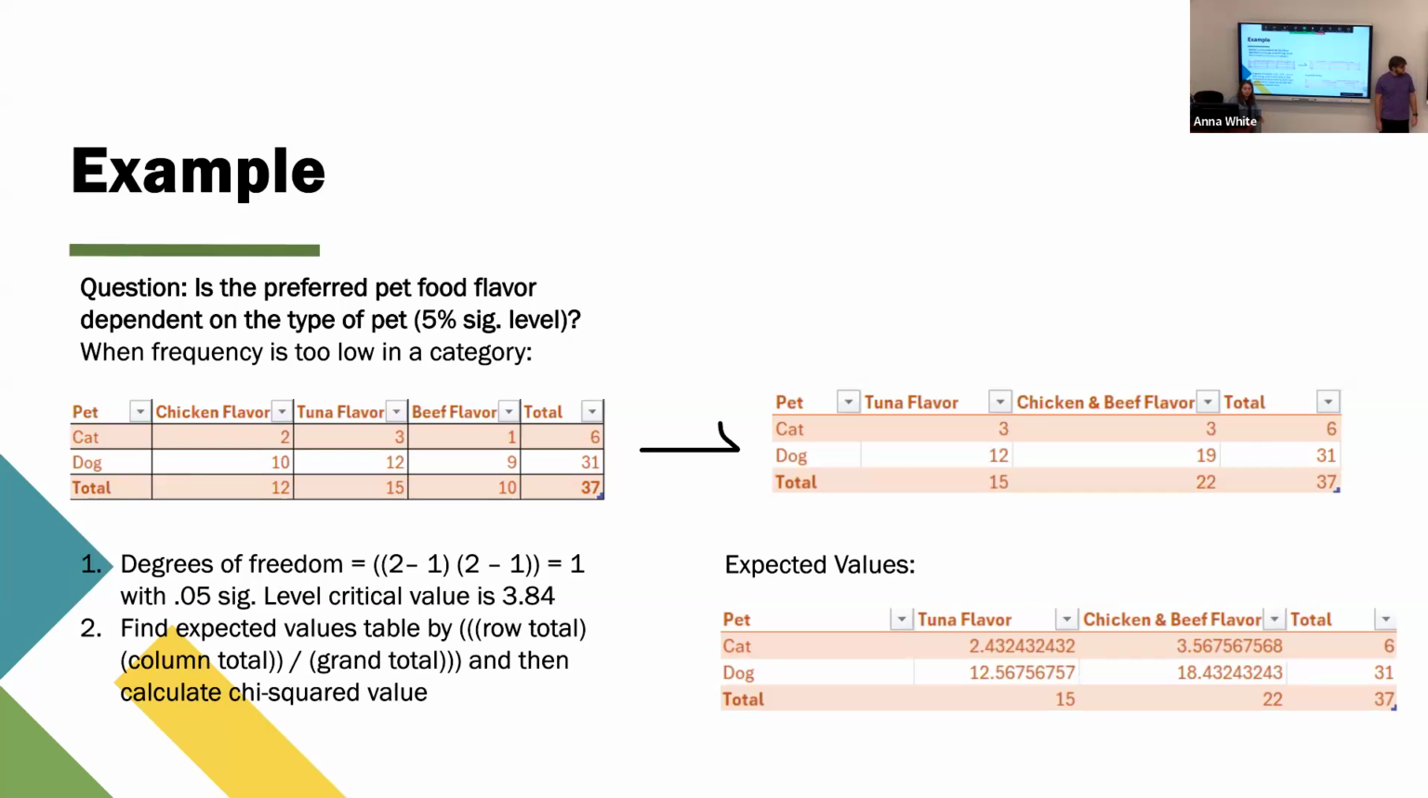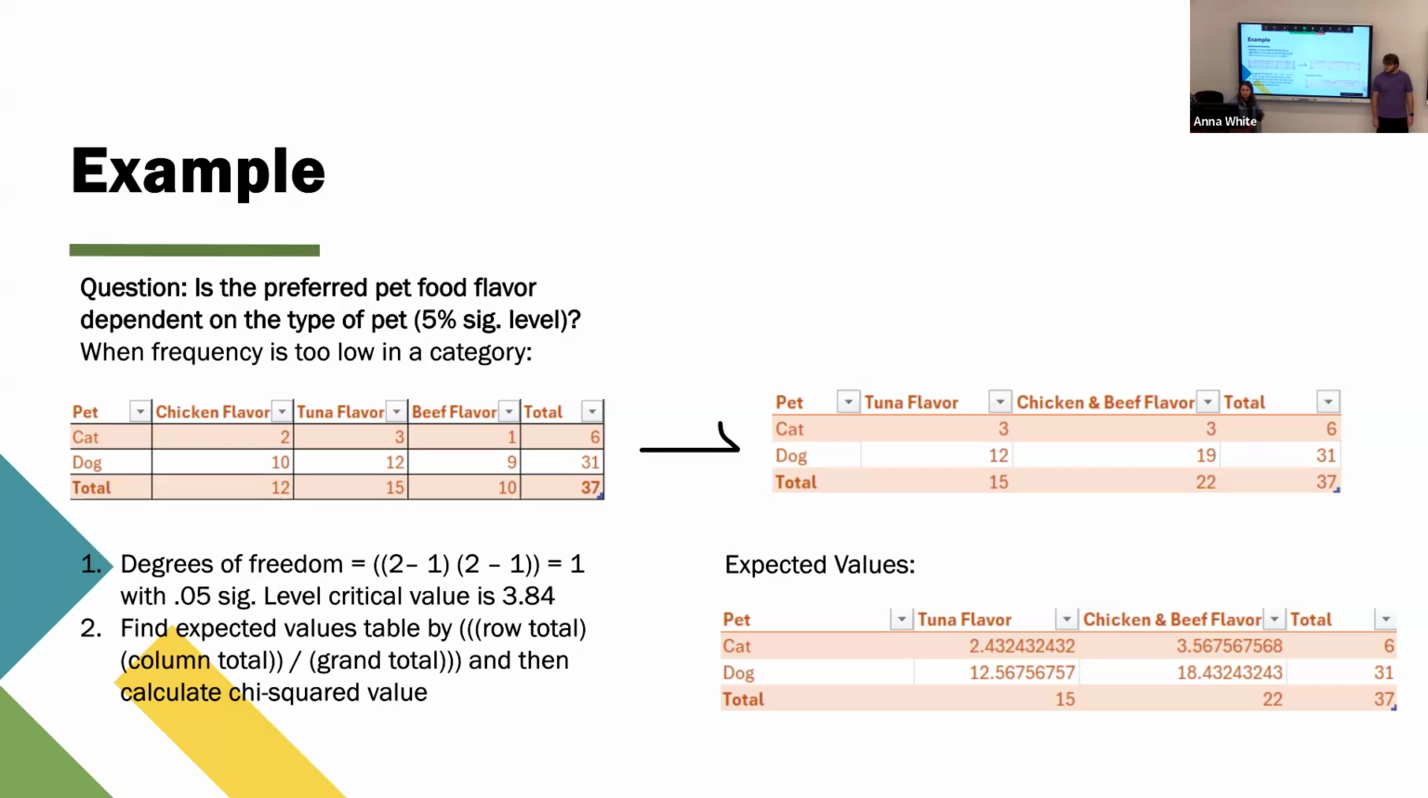All right, so first, we'll look at the degrees of freedom. We have 2 rows, 2 columns in our combined table there. So 1 times 1 is our degree of freedom. And then I said we have a 5% significance level. Looking at the table, it's not here, but you can always look it up. I found that the critical value was 3.84.